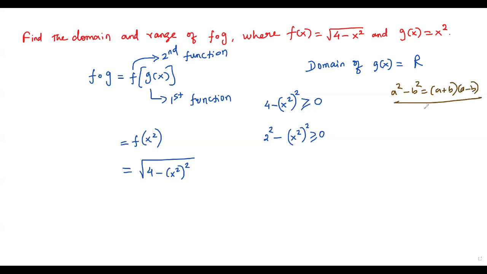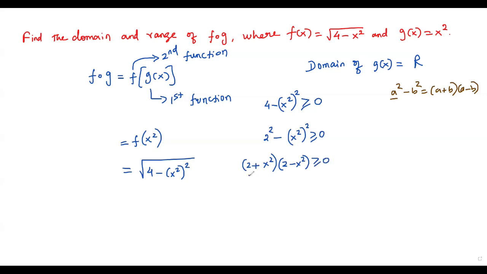So using this identity, we can write the factored form of this expression, because this is in the form of a² - b². Whenever we have a difference of two squares, a² - b², it can be written in the factored form (a + b)(a - b). Comparing this and this, in the place of a we get 2, and in the place of b we have x². So how do we write the factored form of this expression? a plus b, a means 2 and plus b means x², and a minus b. So (2 + x²)(2 - x²) ≥ 0.